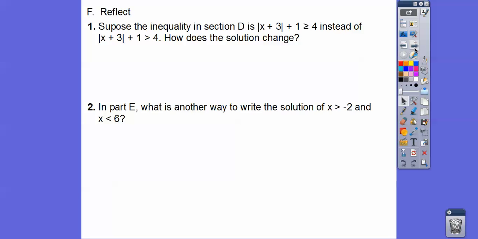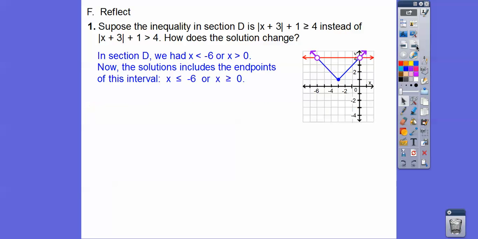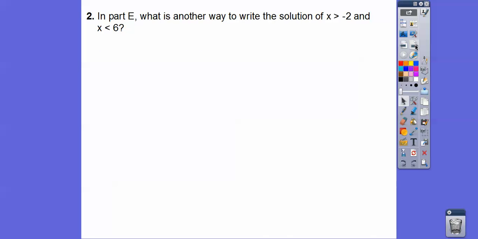Okay, all right, so suppose the inequality in section D had greater than or equal to instead of just greater than. How is that going to change the solution? Well, here's the solution when it was just greater than. It was to the left of negative 6 and to the right of 0. So all that does is it includes the endpoint. So instead of x is less than negative 6, it's x is less than or equal to negative 6. And here this is x is greater than or equal to 0. Okay, and if the solution is shooting in opposite directions, then we use the word or. If it's not in opposite directions, then we can use the word and.